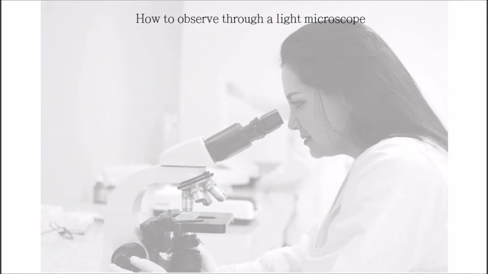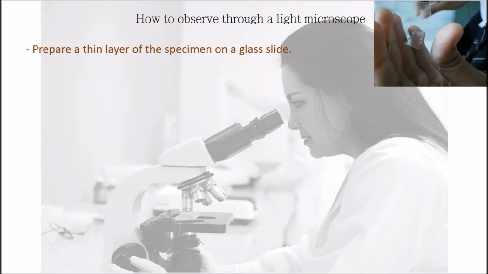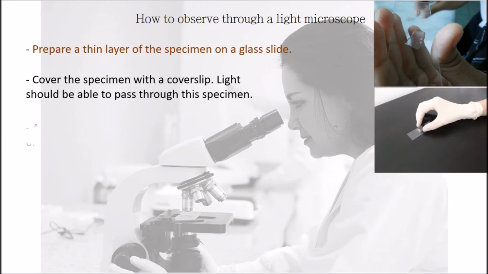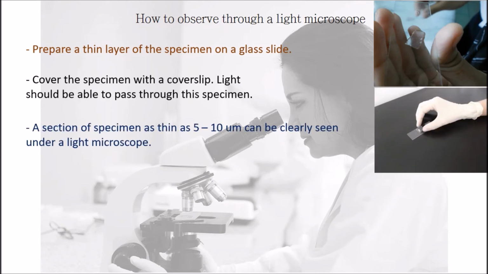How to observe through a light microscope. First, prepare a thin layer of the specimen on a glass slide. Cover the specimen with the cover slip. Light should be able to pass through this specimen. A section of specimen as thin as 5 to 10 micrometers can be clearly seen under a light microscope.